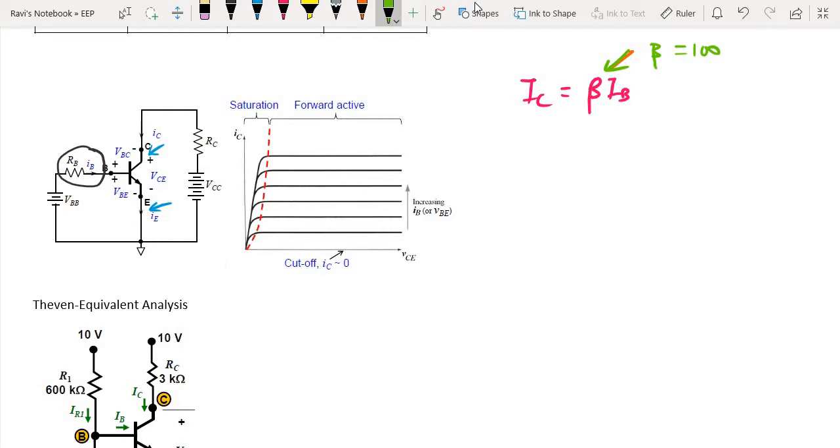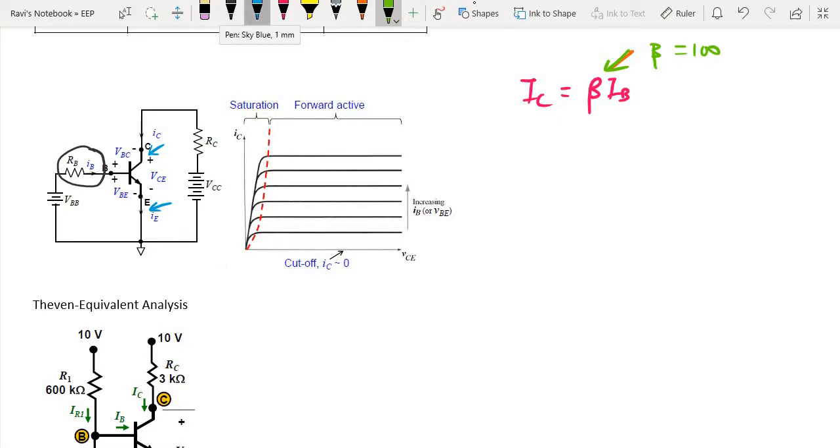As you can see here, with beta being a high number, it is quite clear that whatever base current you have will be amplified by a large amount, and that amplified current is what the collector would see. That is why I said that the base is considered the input, and whatever you see at the collector and the emitter is the output, the amplified current.